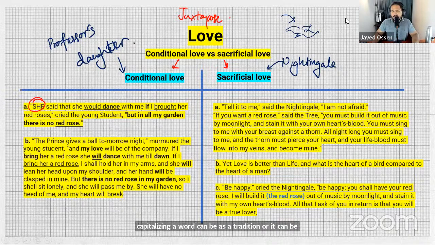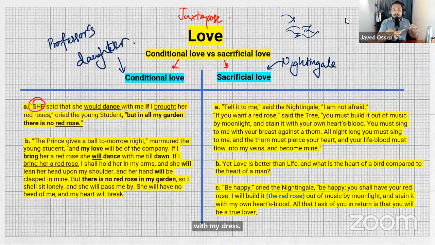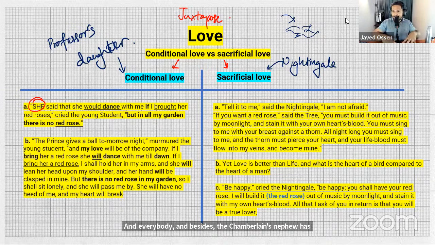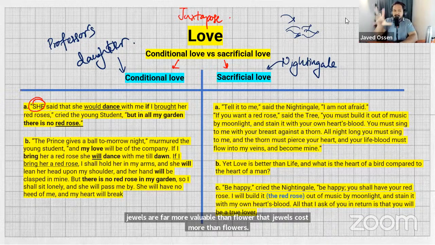She says that after all, everyone knew that. "Absolutely, you're right," but the girl frowned. "I'm afraid it will not go with my dress. And besides, the Chamberlain's nephew has sent me some real jewels, and everybody knows that jewels are far more valuable than flowers." That jewels cost more than flowers. I remember the extract. We'll memorize these extracts.